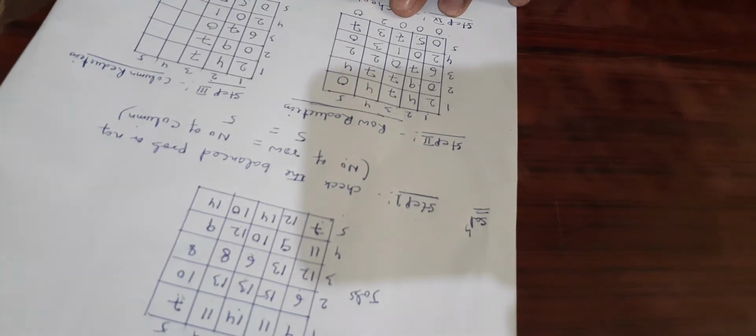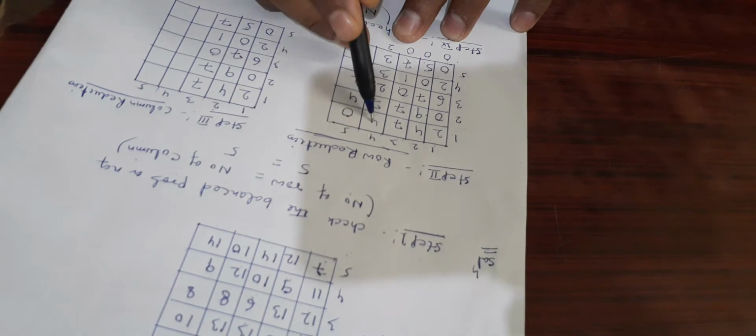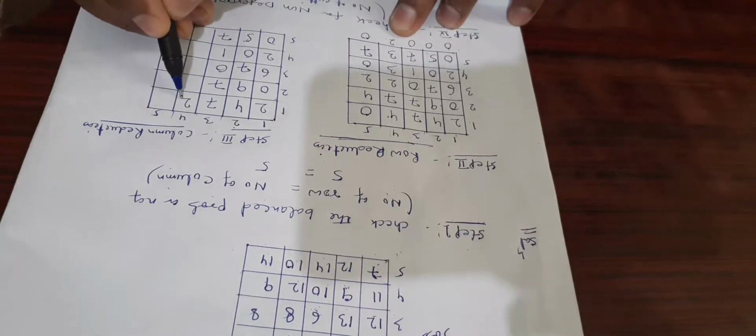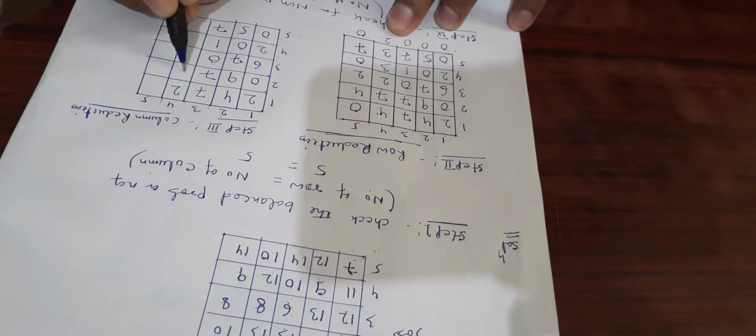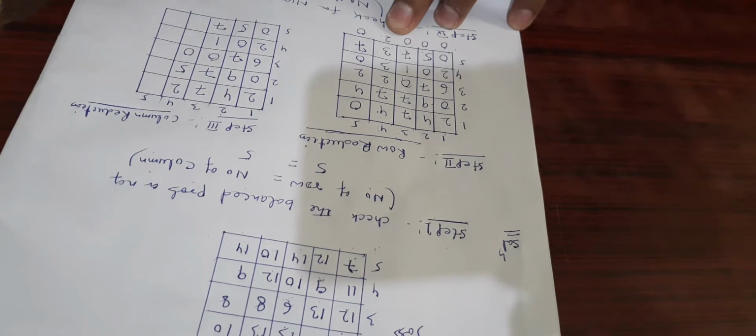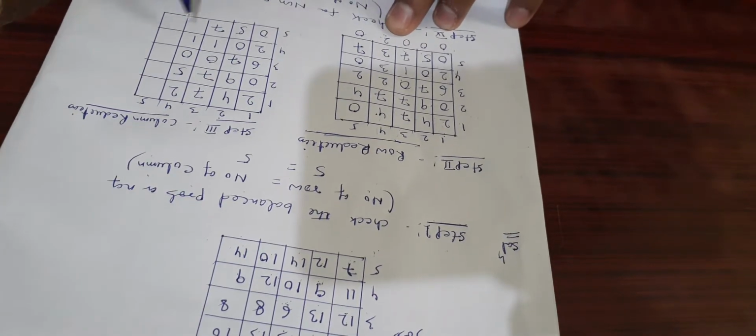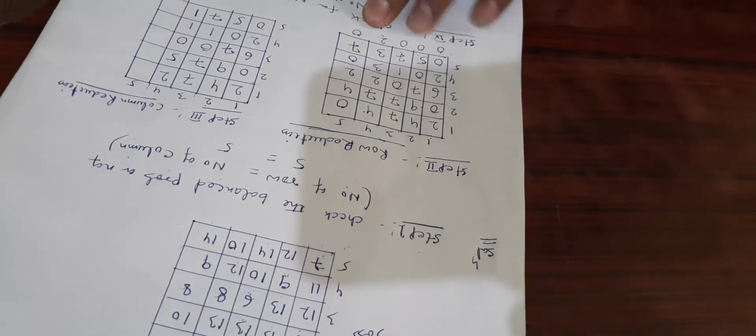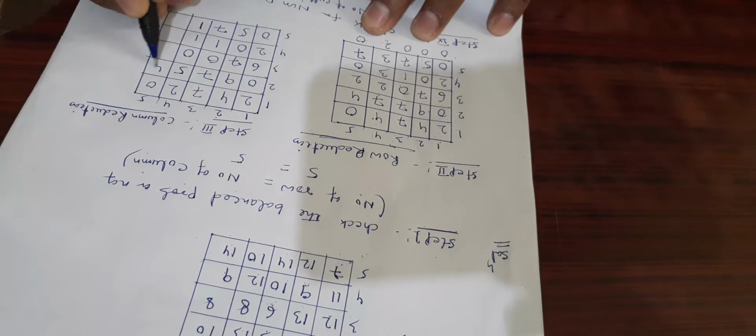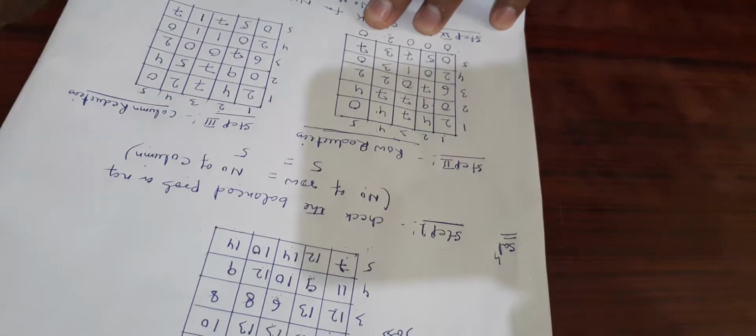In the fourth column the minimum value is 2, not 0. So 4 minus 2 is 2. 7 minus 2 is 5. 2 minus 2 is 0. 3 minus 2 is 1, and 3 minus 2 is also 1. And in the fifth column we are also getting 0, so the same values we write here: 0, 4, 2, 0, 7.